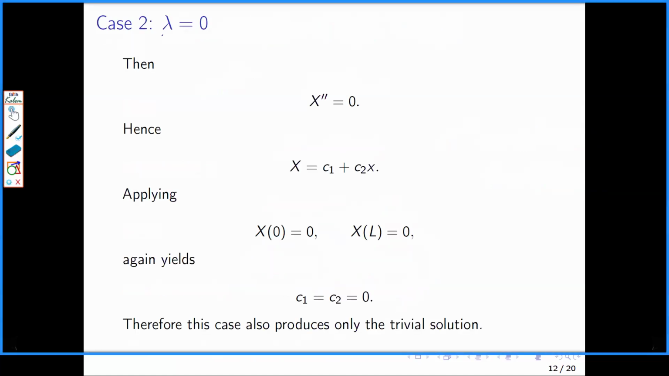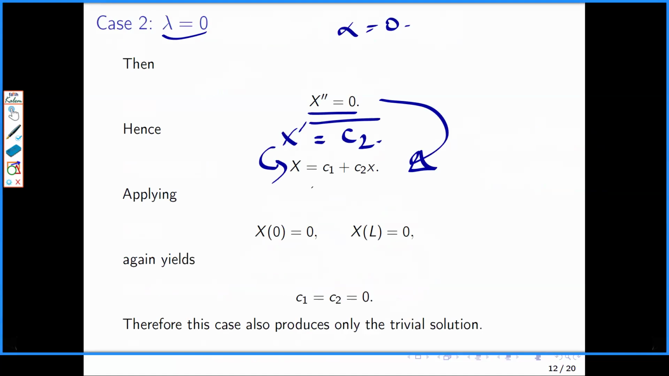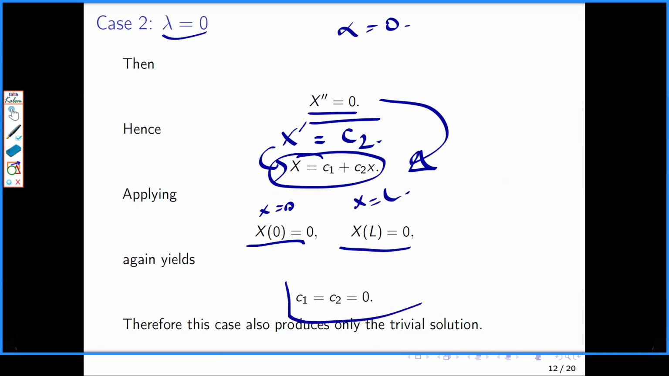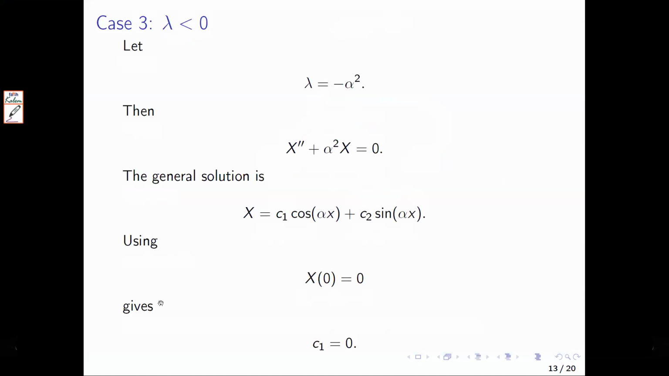For lambda is equal to 0, which means that alpha is 0 also, in the previous you will reach the ODE X double prime is 0, which means that you will reach by integrating. I integrated in two steps. Here, X prime will be c2. Again, you will integrate it with respect to x. We integrated twice. X will be c1 plus c2x. So anyway, this is the solution. If you apply the boundary conditions again for 0 and also L for your x, then you will get again the trivial solution, which means that it will be discarded.